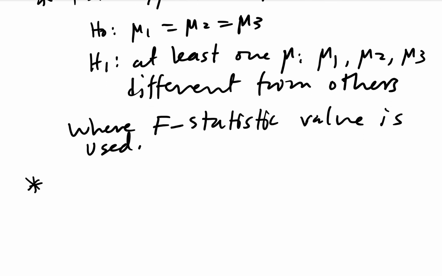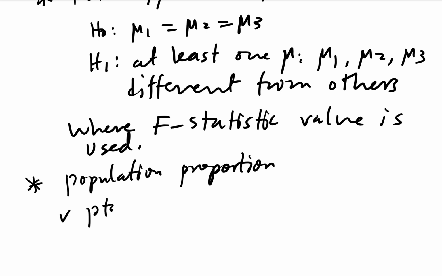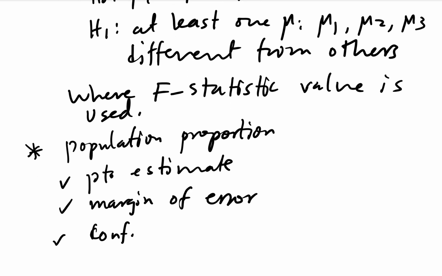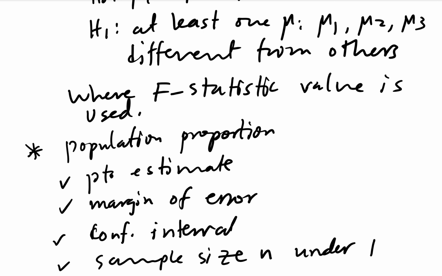Make sure you go over some examples related to population proportion, where you have to find the point estimate, find the margin of error, find the confidence interval, and find the sample size under the given conditions.